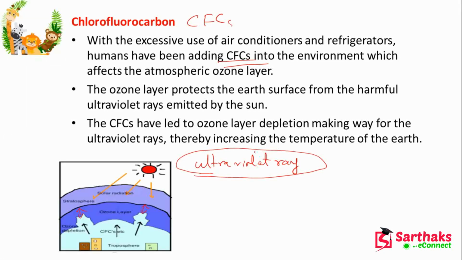So the ozone layer protects the Earth's surface from many harmful ultraviolet rays emitted by the sun, and CFCs have led to ozone layer depletion, making way for the ultraviolet rays. Here you can see that the depth of the ozone layer has decreased due to CFCs. If the depth of the ozone layer decreases, the ultraviolet rays can easily penetrate inside our atmosphere, the troposphere, because the area we live in is the troposphere, so that will affect the troposphere.